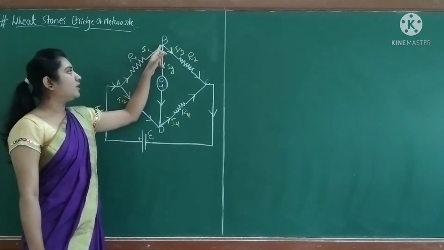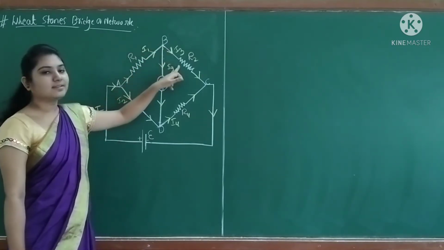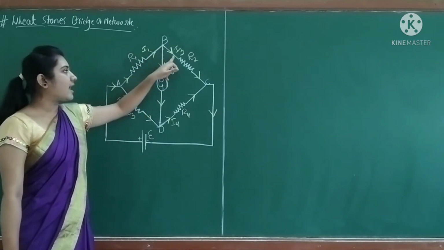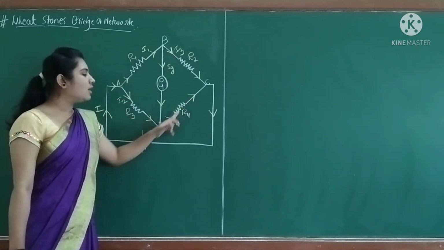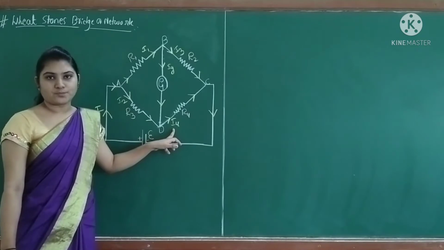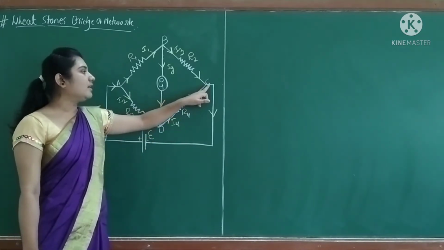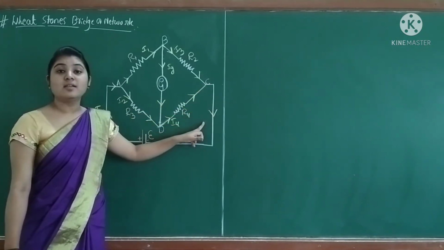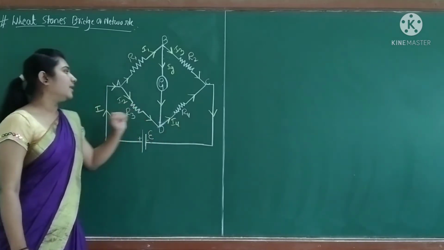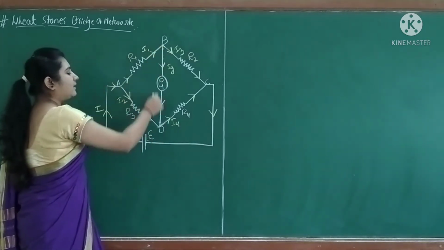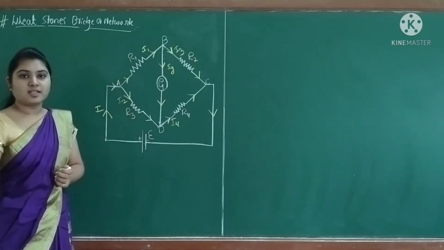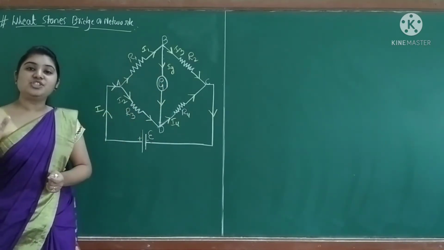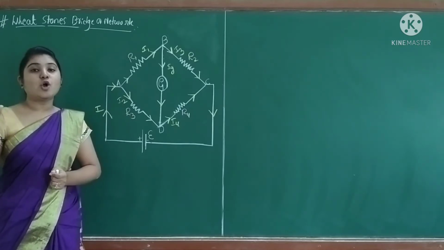Then when it comes to point B, it splits again. Here current I3 comes and then keeps moving. Then here it will go and it is the current I4. And again it will meet here and flow as a current I. Now between B and D, we have a G. What is G? G is nothing but the galvanometer.